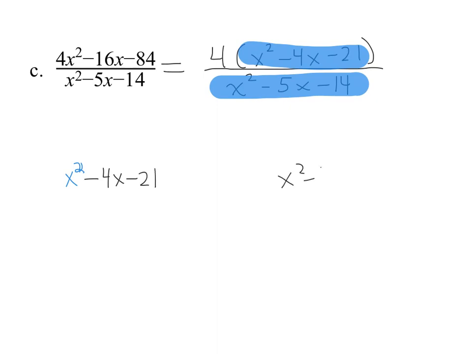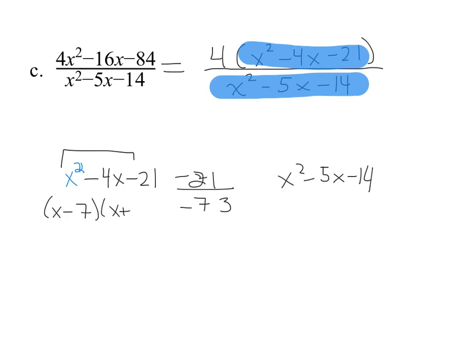Now the good news is they both have a 1 in front. There's a 1x squared and a 1x squared. So when I think about 1 times negative 21, that's negative 21. All I have to really think about are what are two numbers that multiply to negative 21 and add to negative 4. And this is really the trick of factoring. Well, I know this is negative 7 and positive 3. Negative 7 times 3 is negative 21. Negative 7 plus 3 is negative 4. And this is the thing that you really need to work on. So this one factors as x minus 7 and x plus 3.